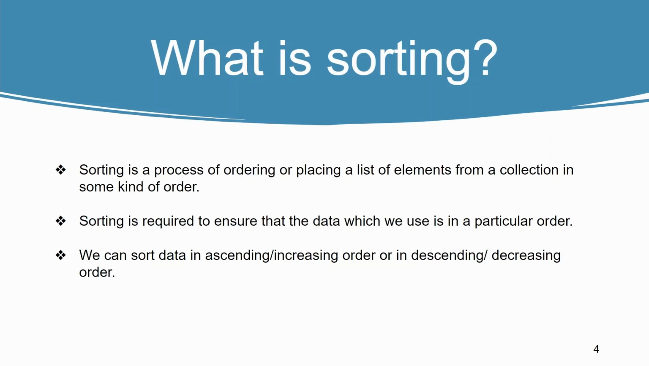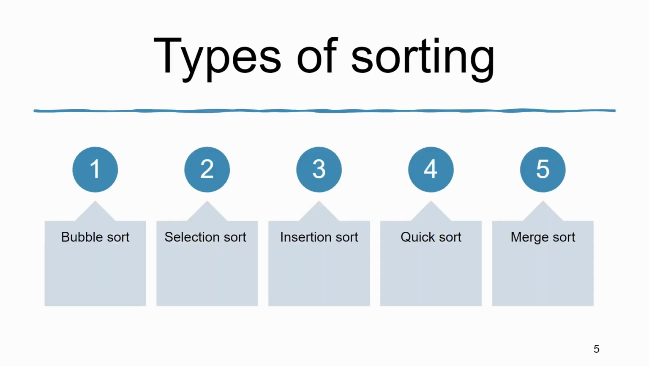We usually sort our data in ascending order, that is the increasing order, or in descending order, that is the decreasing order. Now, what are the types of sorting? These are some of the most common sorting techniques that are used, in which first is bubble sort. Bubble sort is the easiest type of sorting technique that we have. Other than that, there is selection sort, insertion sort, quick sort, and merge sort.